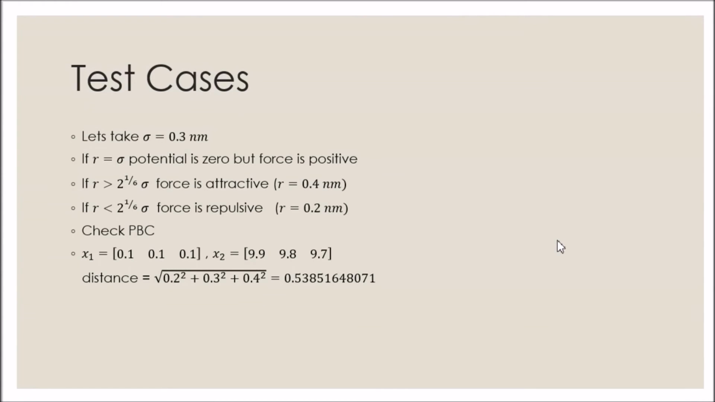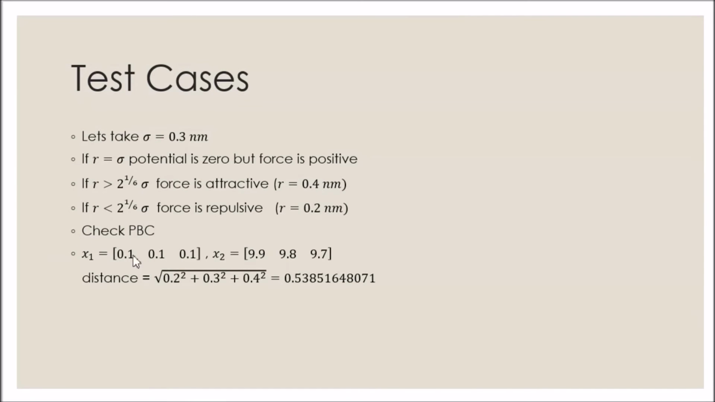So sigma, if we take sigma as 0.3 nanometers, when the distance between two particles is equal to sigma, my potential would be equal to 0. When r is greater than 2^(1/6) sigma, the force will be attractive, so r is equal to 0.4 nanometers is greater than 2^(1/6) sigma, and we'll be testing with this value. And when r is less than 2^(1/6) sigma, the force is repulsive, so we'll have r is equal to 0.2 nanometers.